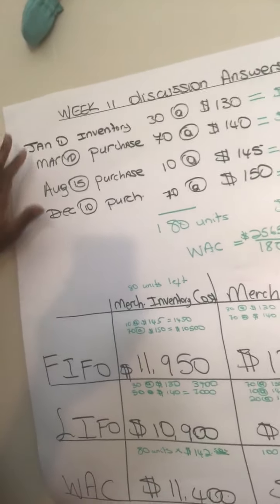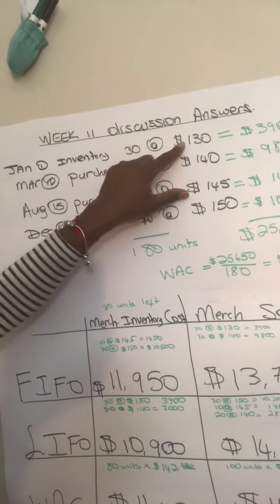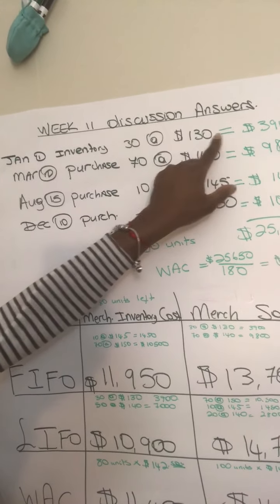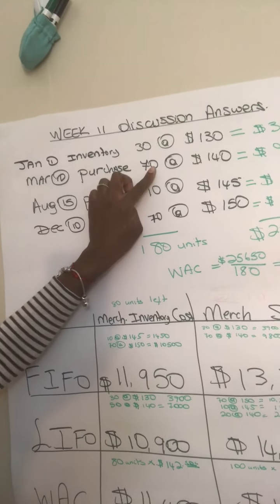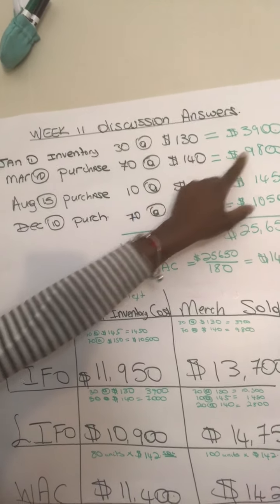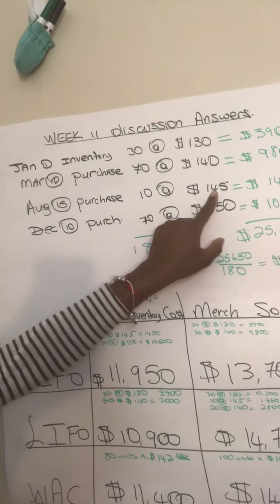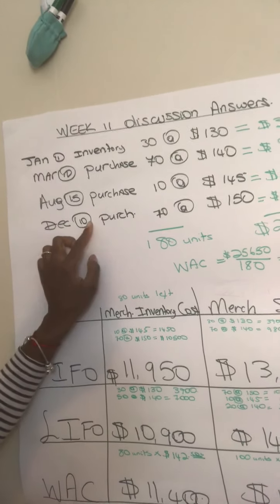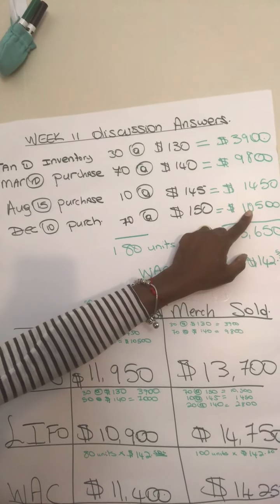So, per the discussion, on January 1 we had inventory of 30 units at $130 a pop. Immediately, 30 times 130 gives you 3,900. Then on March 10th, you purchased 70 units at $140 each. So 70 times 140 gives you 9,800. August 15th, you purchased another 10 units at 145, so that gives you 1,450 as your cost. And on December 10th, you purchased 70 units at 150, and the total is 10,500.